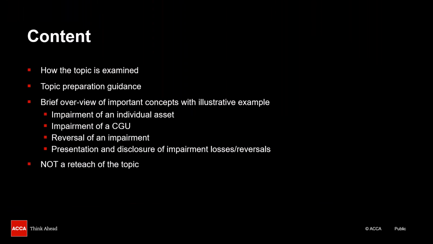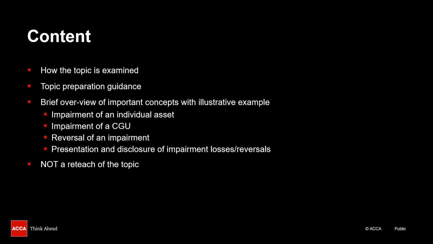This video will cover how this topic is examined and how to prepare for this topic with reference to the ACCA study materials. It provides a brief overview of some of the most important concepts within this topic together with illustrative examples, namely impairments of an individual asset, impairments of a CGU, impairment reversals, and the presentation and disclosure of impairment losses.